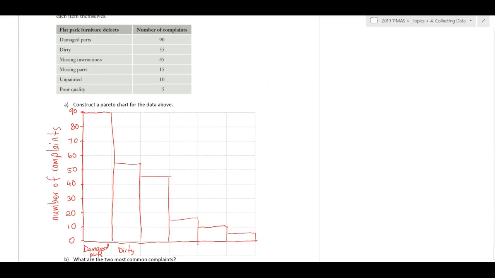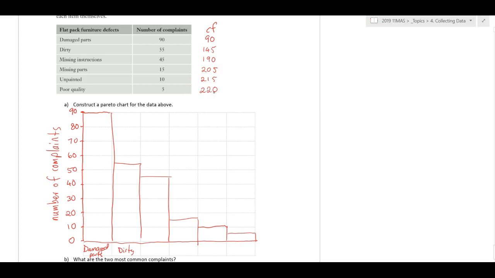Now, the next part is that we need to have the cumulative frequency, right, as a line graph. So what do I mean by that? Well, I add them up as I go along. I'm just going to put a CF here for cumulative frequency, and that's a 90. And then I add these ones together, and I get 145, right? That's 90 plus 55. Now, 145 plus 45 gives me 190. 190 plus 15 is 205, plus another 10 is 215, and another 5 is 220.